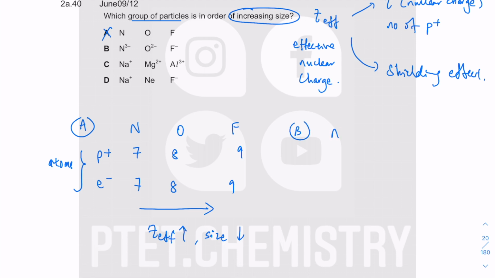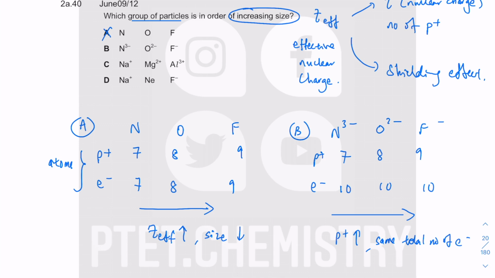For B, I have N3 minus, O2 minus, and F minus. So proton, electron, 7, 8, 9. So it's 10, 10, 10. They are what we call isoelectronic because they all have the noble gas configuration of neon. As you could see, the number of protons increases, but the same total number of electrons.